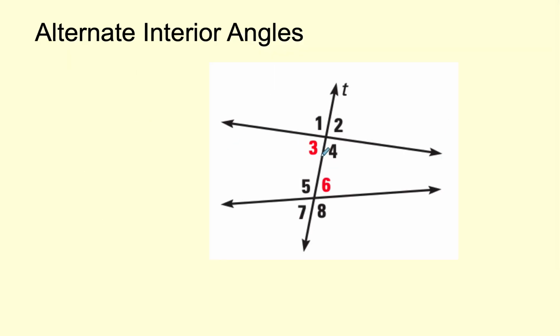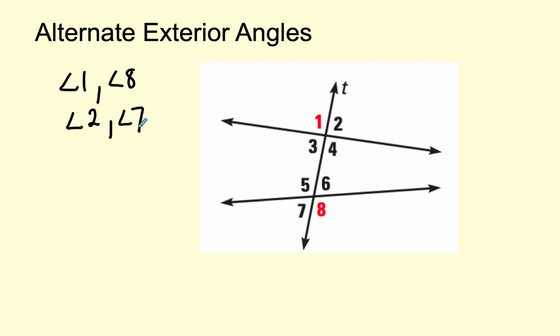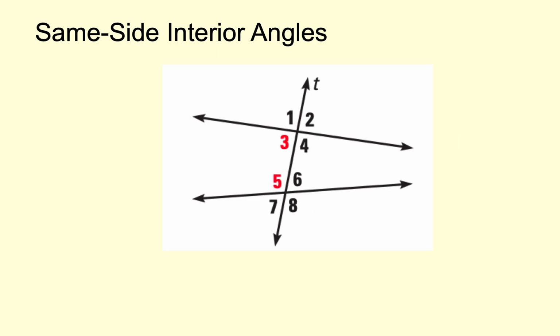Alternate interior angles are from the interior, and they're on opposite sides of the transversal. So angle 3 and angle 6 would be alternate interior, also angle 4 and angle 5. Alternate exterior angles would be angles in the exterior, so angle 1 and angle 8 would be alternate exterior because they're on opposite sides of the transversal, they are non-adjacent. Angle 2 and angle 7 would also be alternate exterior angles.